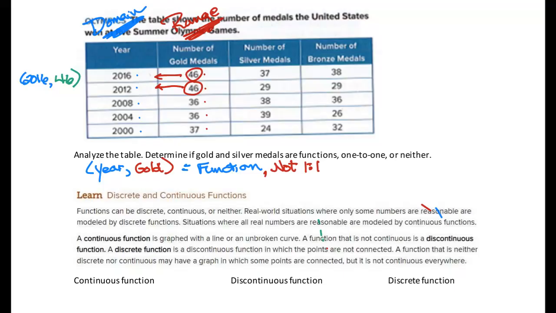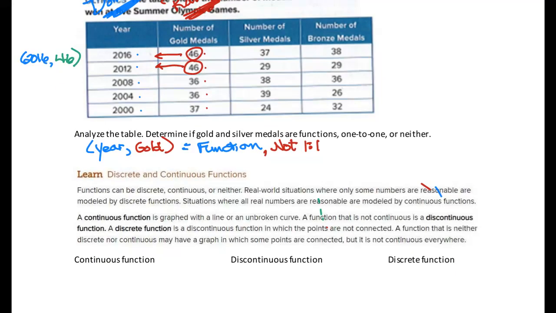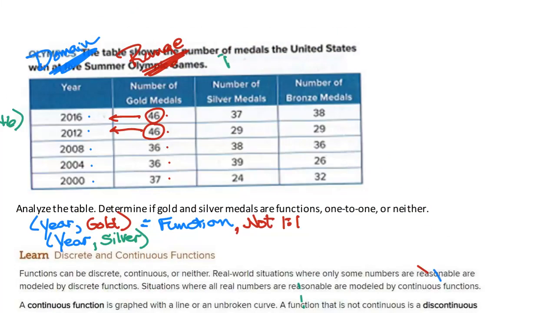Okay? Now it says determine if the silver medals are functions. So again, you're going to have your year, and this is going to be a second set of the range with the silver medals. Okay, so this is my second range. Because you can have different kinds of medals, and we could do a third range with the bronze, and so on and so forth.